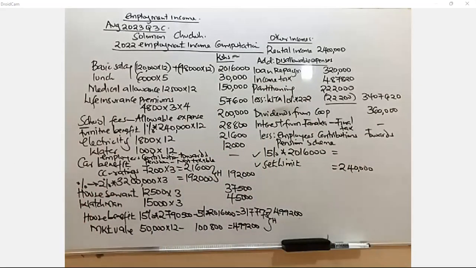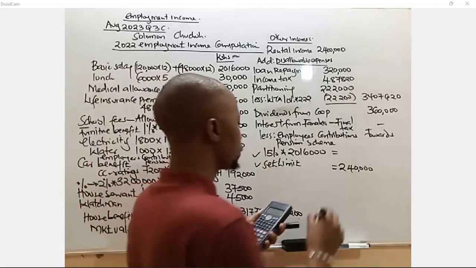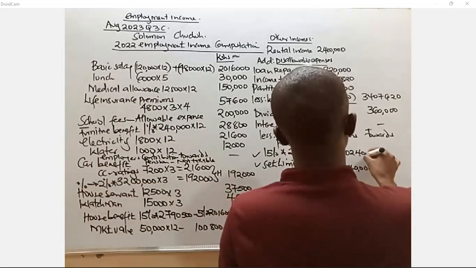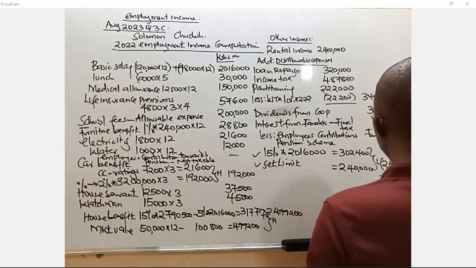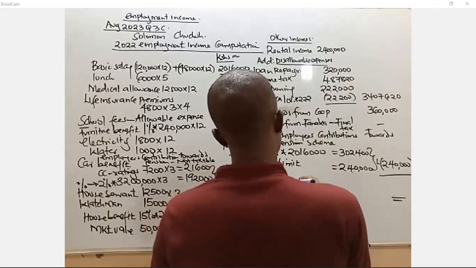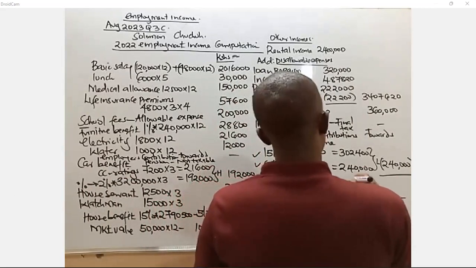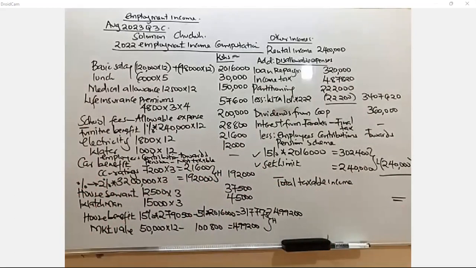So when you take 0.15 times 26,000, we get 302. Between the two, you take the lower, which is 240,000. Right? What is the total taxable income? How much is the total taxable income? So mimi, naanzia swali yangu somewhere here. Unajua niko na 27,900,500 plus 499,200. I think hizo zingine ilikuwa nime add plus 34,07,620. Then we subtract 240,000.